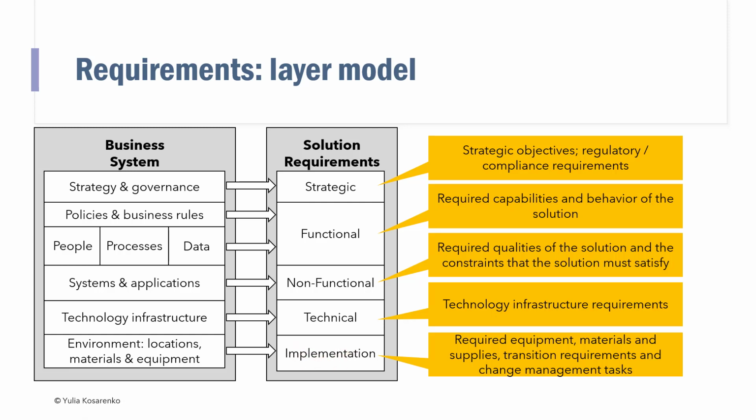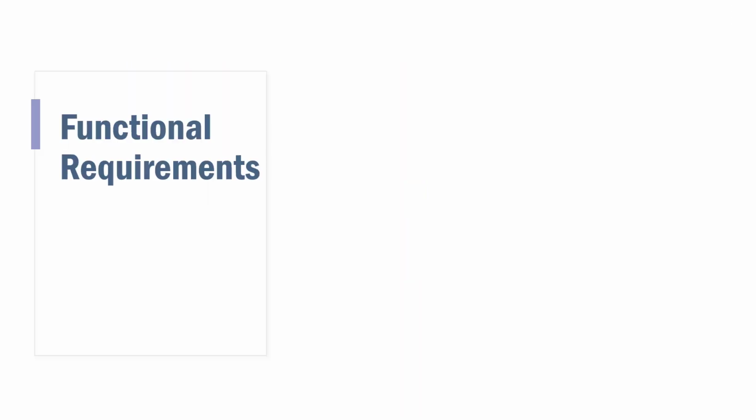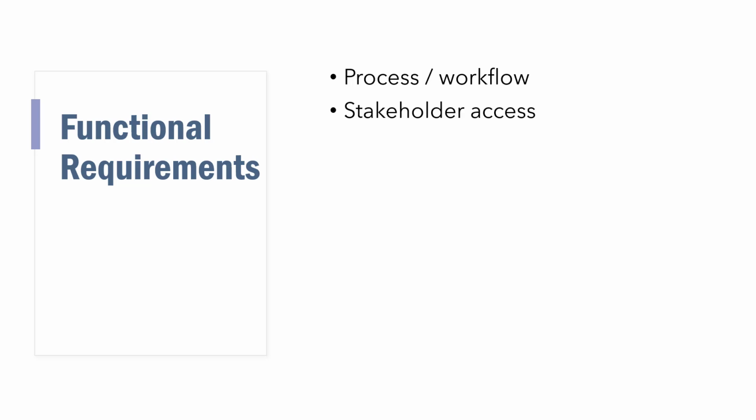So when we do business analysis activities, we need to think about all these different types of requirements and capture them, and that's part of our deliverables. Let's look at them in more detail now. Functional requirements. There are many ways to capture functional requirements, but we focus on a few things. First of all, we focus on processes or workflows. What are the current processes? Do they need to change? What needs to change? And then it becomes process requirements.